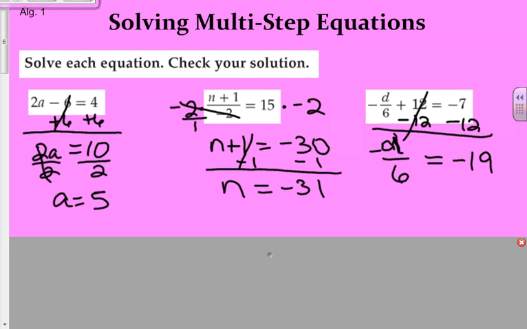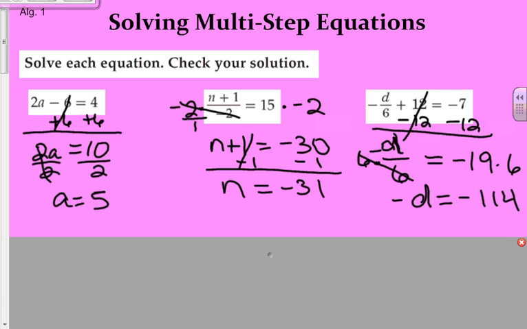Now, I see a 6 that's being divided. The opposite is always to multiply. So we're going to multiply both sides by 6. The 6's cancel. -d is left. And then -19 times 6 will come out to be, I believe, -114.